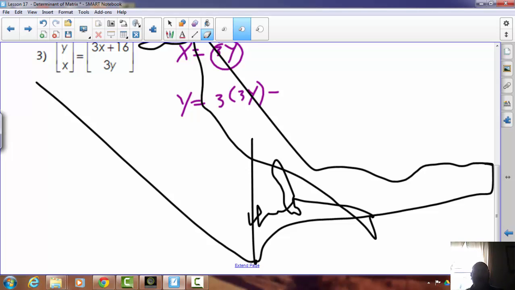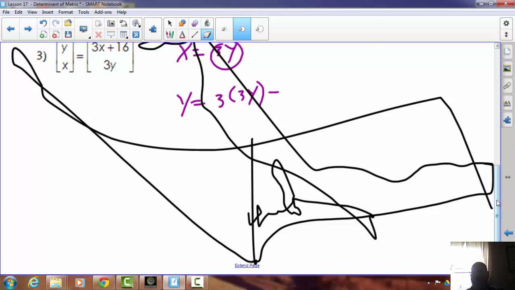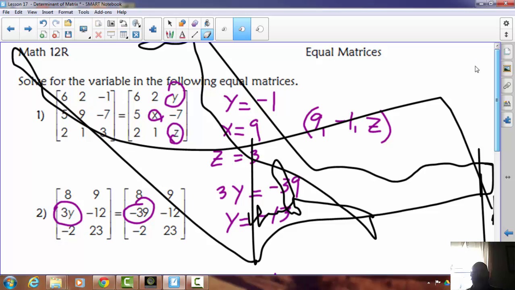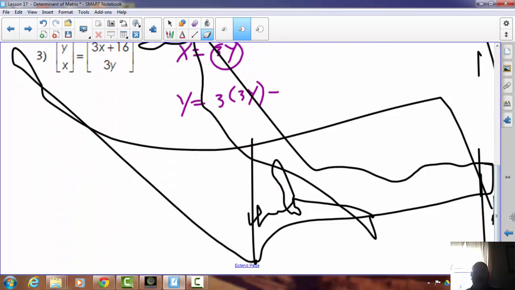So I'll leave this up to you. You can do the solution by substitution. I don't know what's going on with this craziness on the screen here, but I guess that's the end of this lesson. I'll have to figure this out.